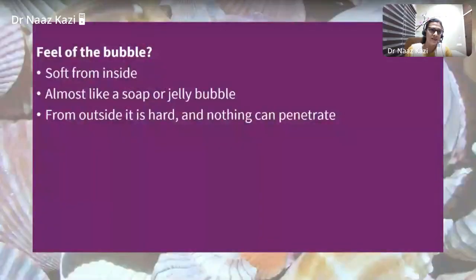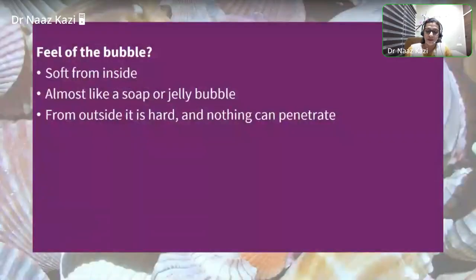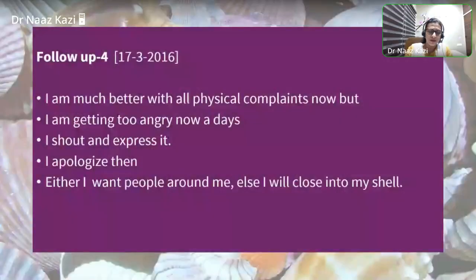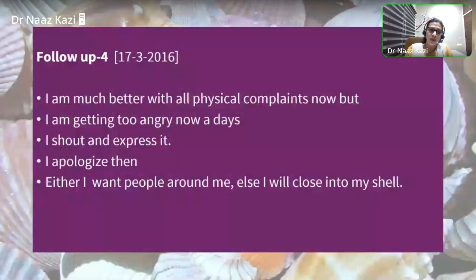I ask her the bubble again, the feel of the bubble. She says it's soft from inside, almost like a soap or a jelly bubble. From outside, it is hard and nothing can penetrate, right? Then again, I had a follow up after that, and this was in March 2016. And she says, I am much better with all the physical complaints now, but I am getting too angry nowadays, because earlier we know that she wouldn't express. She would just close up, right? That was her reaction. But now she's getting angry and I shout and then express it.